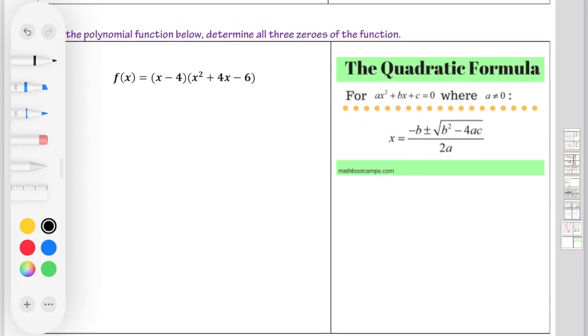Very last one. Given the polynomial function below, determine all three zeros. And the quadratic formula is here, which means we're probably going to need it. So I can always find my zeros, which are the same as the x-intercepts.